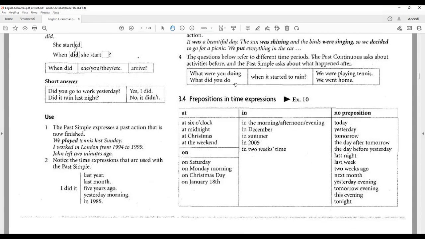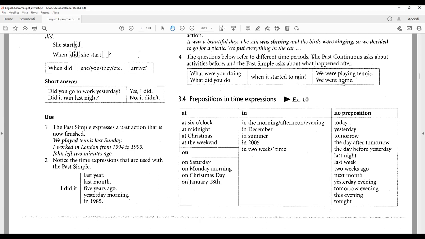The questions below refer to different time periods, okay? What were you doing? What did you do? Diversi modi di fare domande. What were you doing? Che cosa stavi facendo alle 8? What did you do yesterday? Che cosa hai fatto? Che cosa facevi ieri?